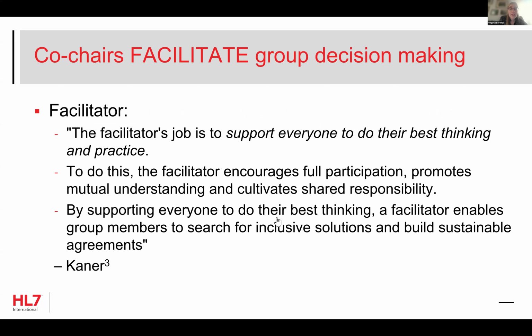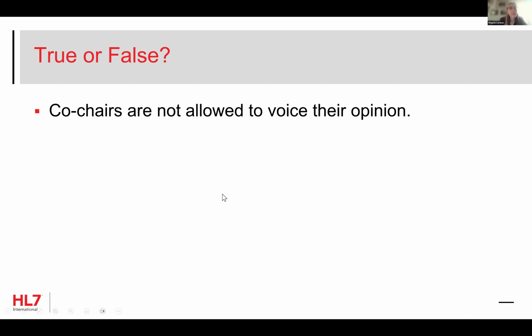So as a facilitator, and this sometimes is the hardest part of the facilitator role for me, you have to kind of shut down your own opinions and instead solicit opinions from others. Be quiet, let others speak. And promote a mutual understanding, cultivate the shared responsibility. And this was from our facilitator class. If you go back to the first class, we talk about this. I'm having trouble pressing buttons.